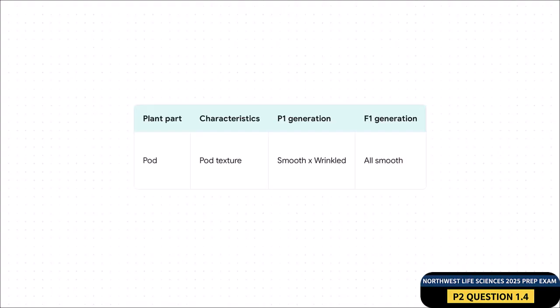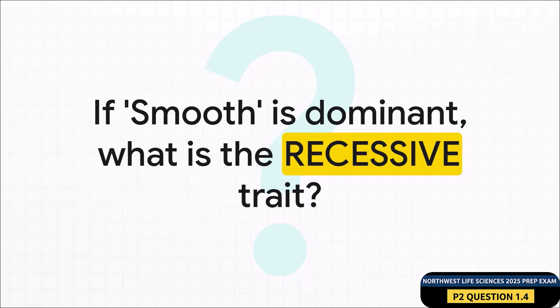Okay, now let's use that exact same logic for the next one, pod texture. The table shows us a cross between a plant with smooth pods and one with wrinkled pods. And what happens in the F1 generation? Yep, they're all smooth. So if we use the same rule as before, smooth has to be the dominant trait. Now question 1.4.3b asks for the recessive characteristic. So if smooth is the dominant one, what does that make the wrinkled trait?